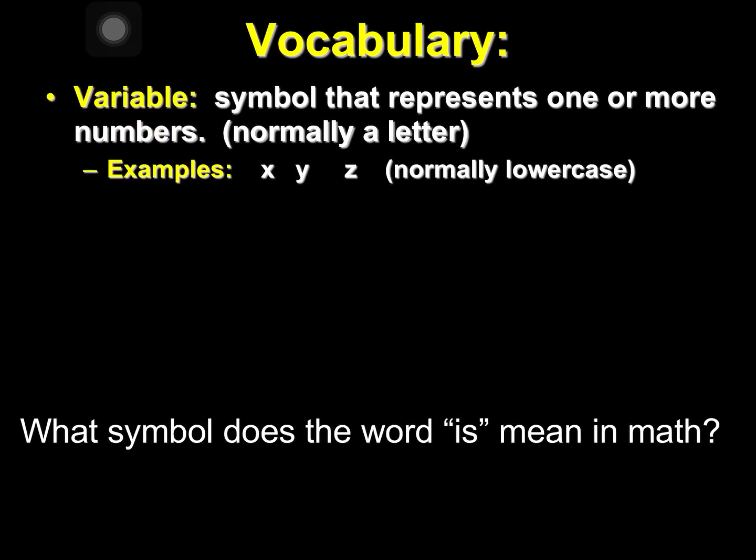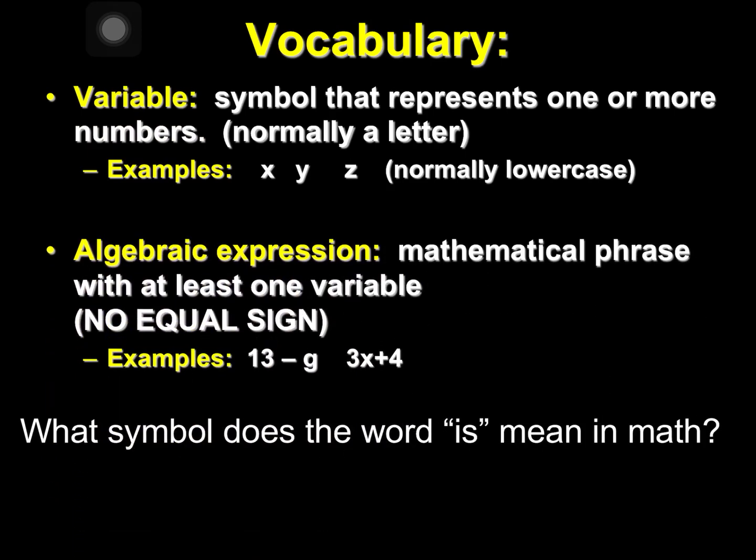So a variable, once again, is a symbol that represents one or more numbers, normally a letter. We can use examples like x, y, and z. We normally use lowercase letters unless it's specifically meant to be a capital. Algebraic expressions are mathematical phrases. Once again, an expression does not have an equal sign, okay? But it's a mathematical phrase with at least one variable. That's why it's an algebraic expression. And there's some examples there: 13 minus g, 3x plus 4. Notice there's no equal signs.